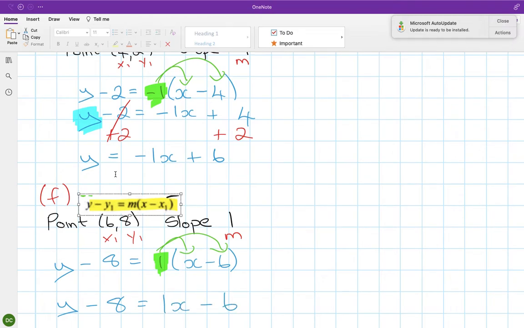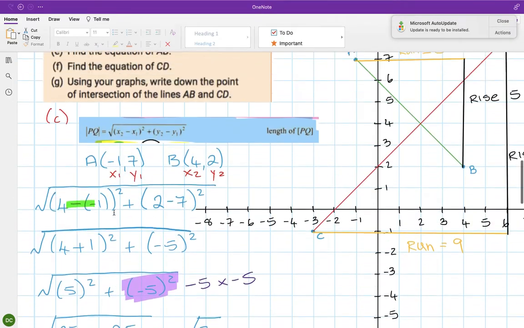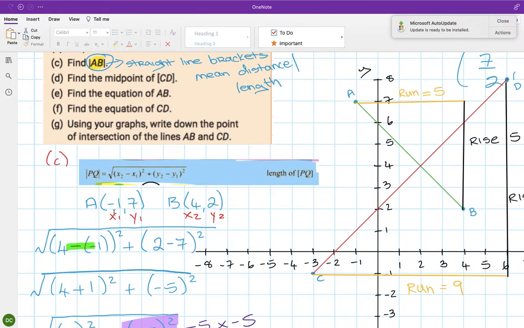We want to isolate y. So we plus the 8 and we plus the 8. So then we get y equals 1x plus 2. There you go. And then the last one is use your graphs to write down the point of intersection.